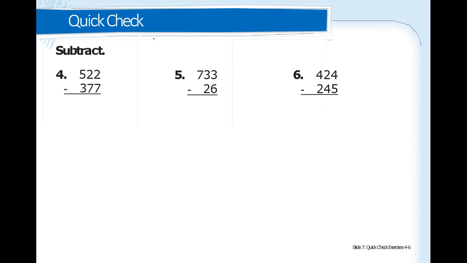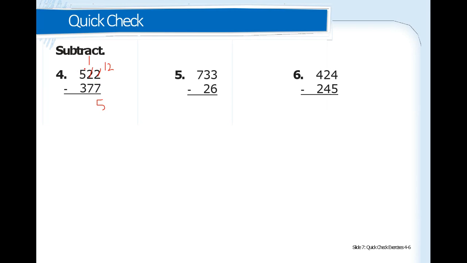522 minus 377. 2 minus 7, it's not going to work because we have more on the floor. We need to regroup by moving to the next door and cross 2 to become 1 and 2 to become 12. 12 minus 7 equals 5.